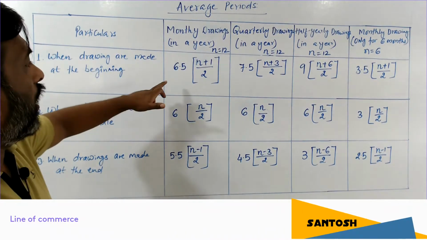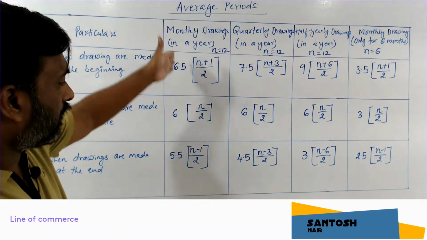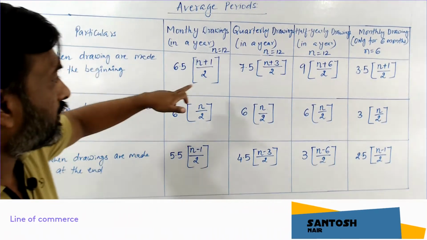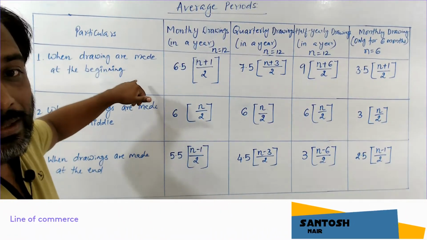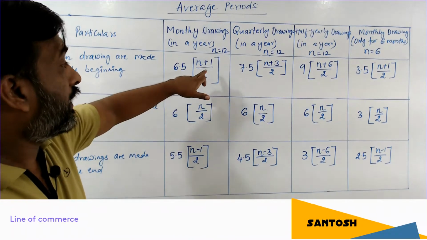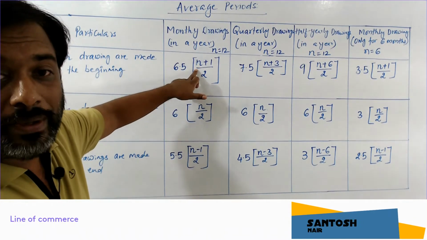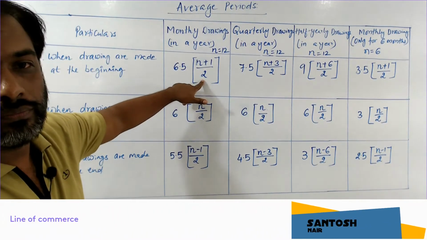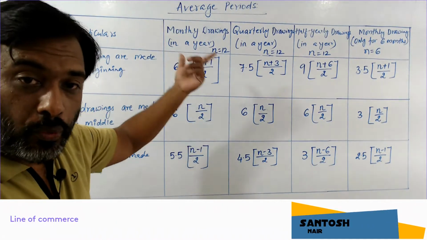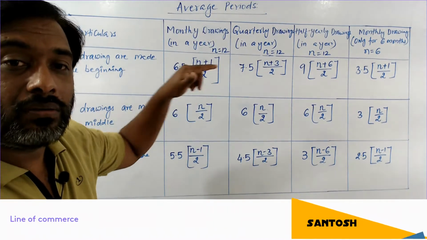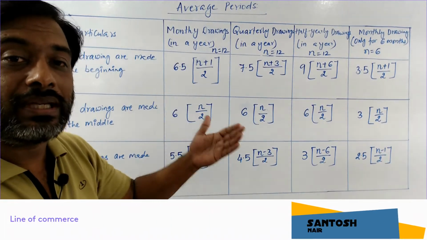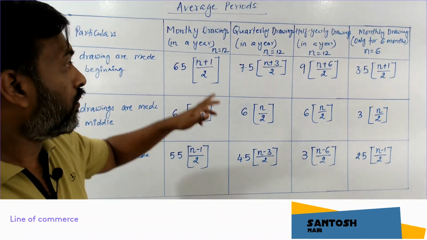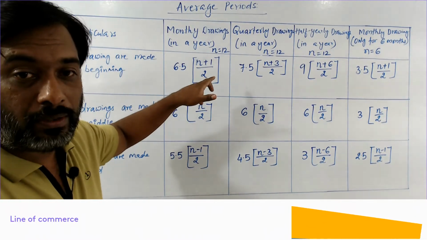Now this one is monthly withdrawals, every month. So I have taken 1. What is that 1? If it is in the beginning of each month, then the formula will be n plus 1 whole divided by 2. So if n is 12, 12 plus 1 divided by 2, 13 divided by 2, you will get 6.5.